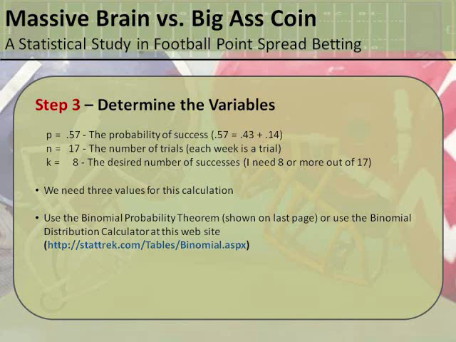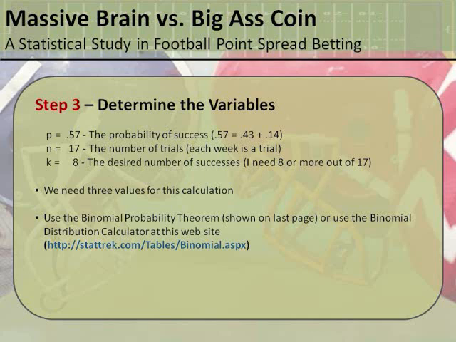Next, the number of trials, N, is the 17 weeks of the regular season. And last, the number of desired successes, K, is 8, because if I win 8 or more weeks, that leaves less than 10 for the massive brain. At this point, I would like to point out the website that I found that has a free binomial calculator that I used, which saved me from having to grind out the calculation. You can see it on the presentation, and I encourage you to try it out for yourself.